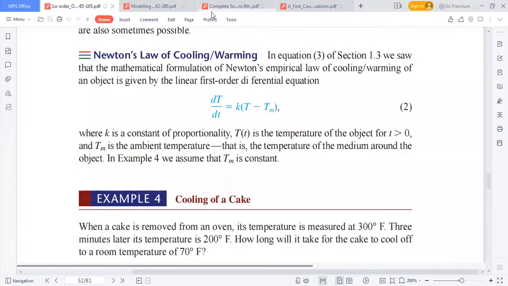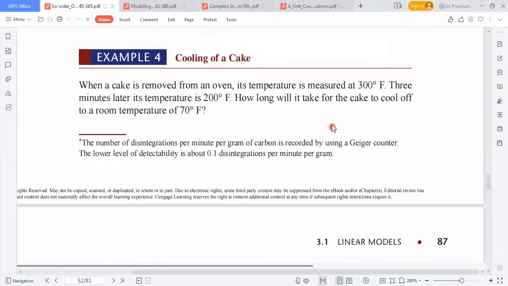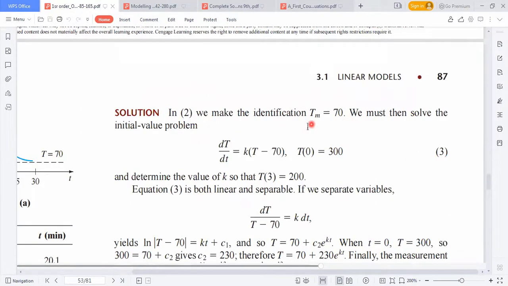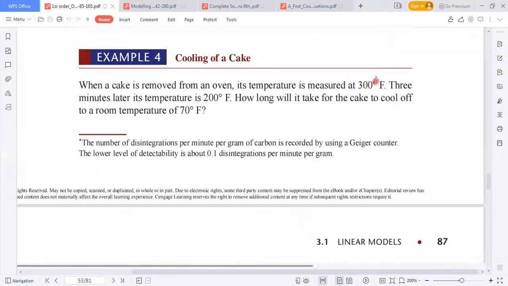Using these differential equations, we can solve these types of physical problems. Now, from this identification, the ambient temperature is 70 degrees Fahrenheit. So we must solve the initial value problem: dT/dt equals k times (T minus 70), because the ambient temperature is 70. At t equals 0, the temperature capital T is 300 degrees Fahrenheit.